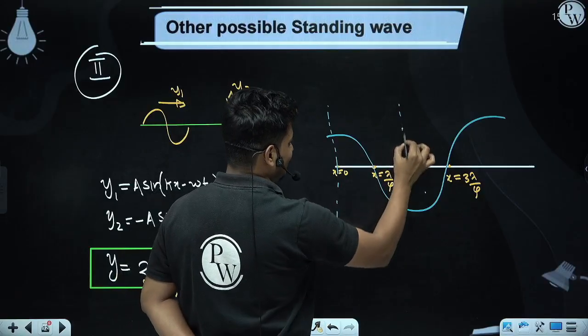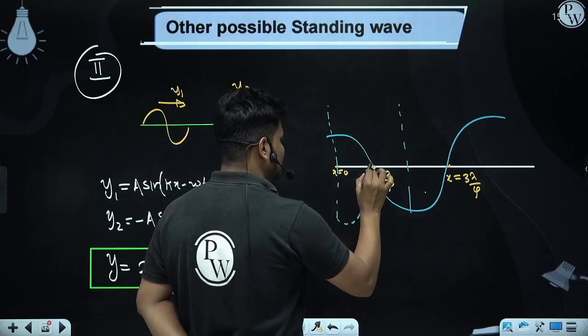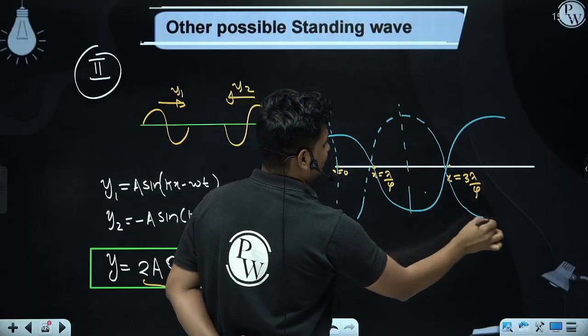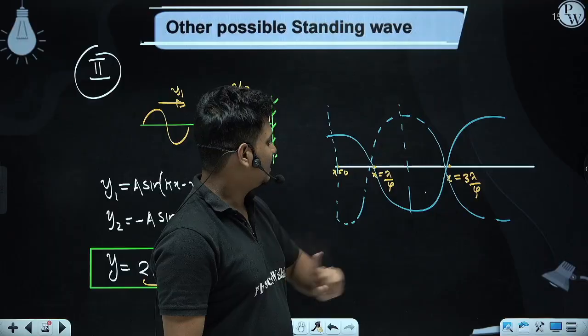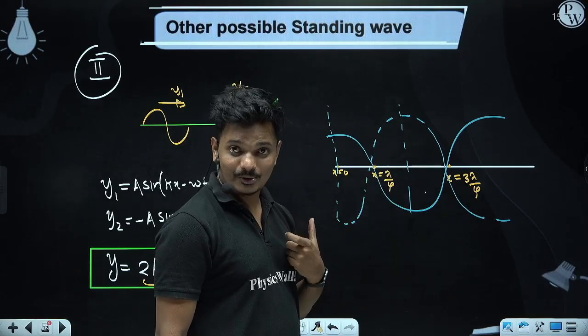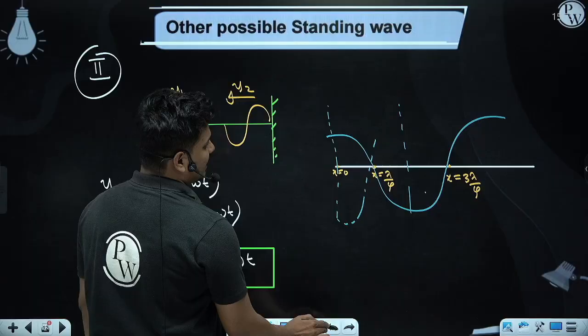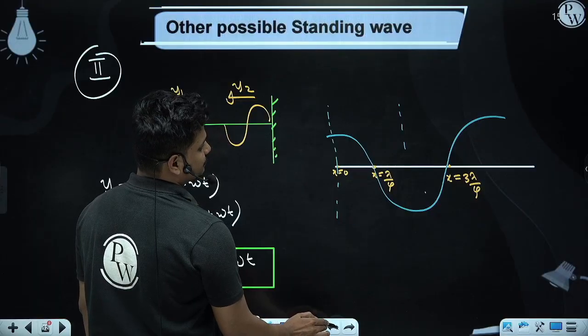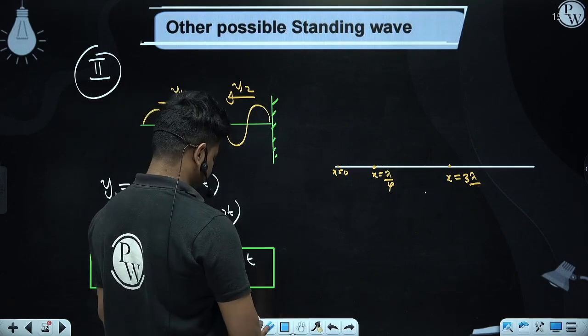This is also an antinodal point, maximum. So next time you get the standing wave like this. This is another antinodal point, and this is another antinodal point. But these two are nodal points, because the amplitude is 0.